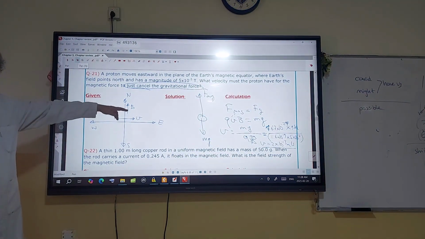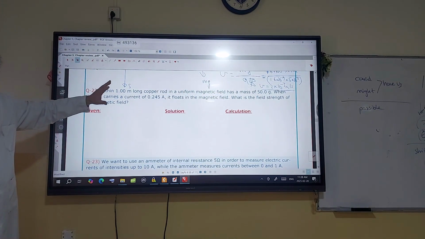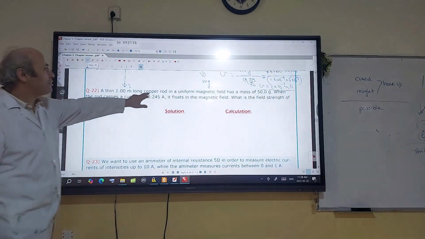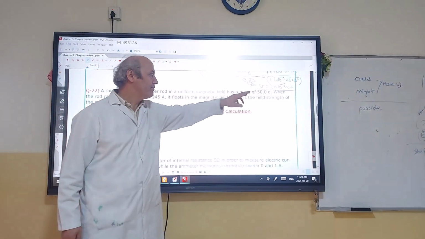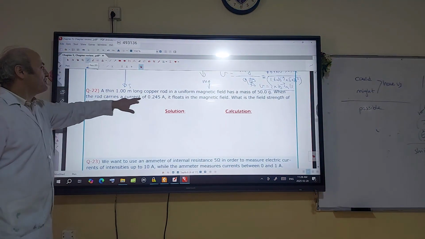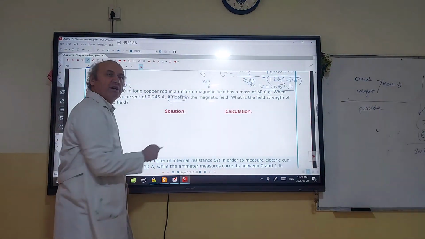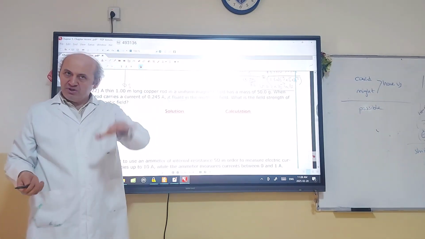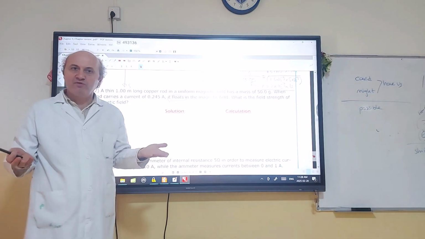Question 22 is very similar to this one, but with a wire, not a charged particle. A thin 1 meter long copper rod in a uniform magnetic field has a mass of 50 grams. When the rod carries a current of 0.245 ampere, it floats. This is the keyword. Floats and canceling is the same thing. Gravitational force should be cancelled by magnetic force, so it will start floating.